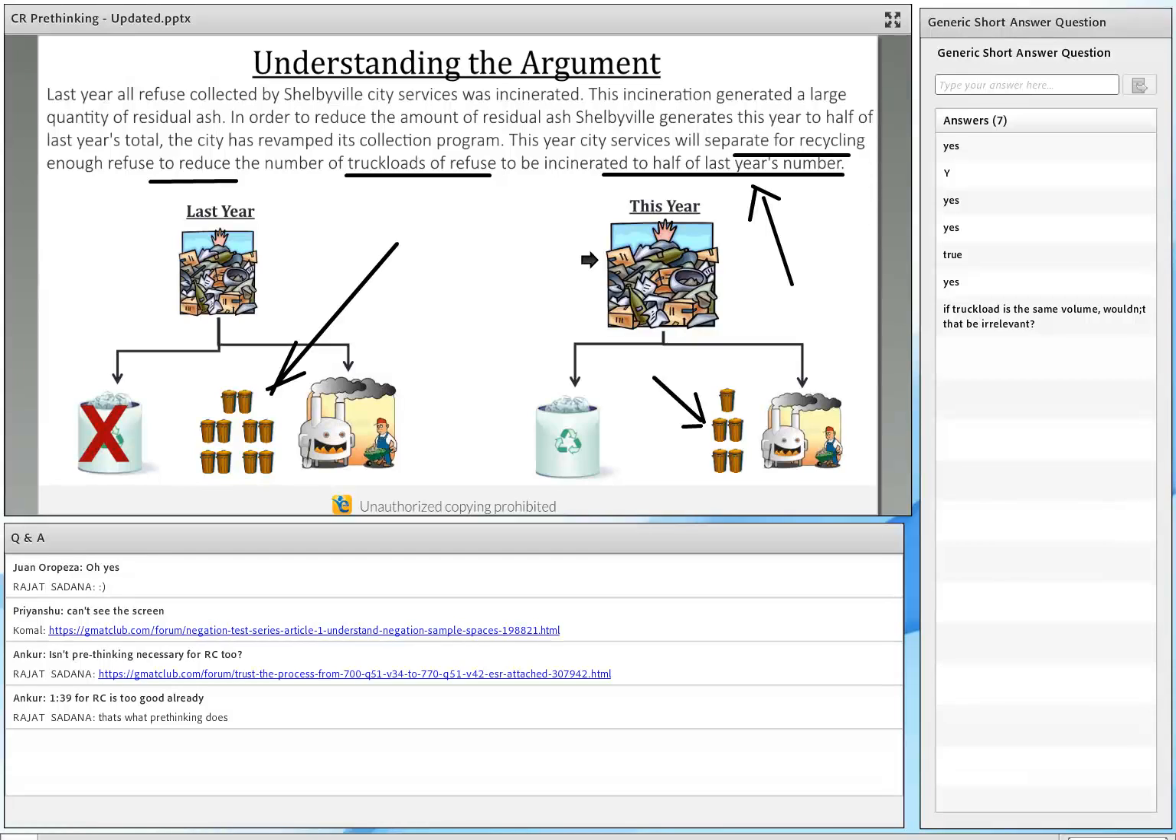And Mariam says, if the truckload is the same volume, wouldn't that be irrelevant? No, Mariam, the truckload can be the same volume. Does it mean that the ash per truckload remains the same? Do you think a truckload of paper generates the same amount of ash as a truckload of wood? Mariam? Yeah, got it, right? So Mariam's question was, the truck is the same volume, so isn't the ash per truckload irrelevant because it would remain the same? But the answer to that is no. Why? Because a truckload of wood is going to generate a lot more ash than a truckload of paper.